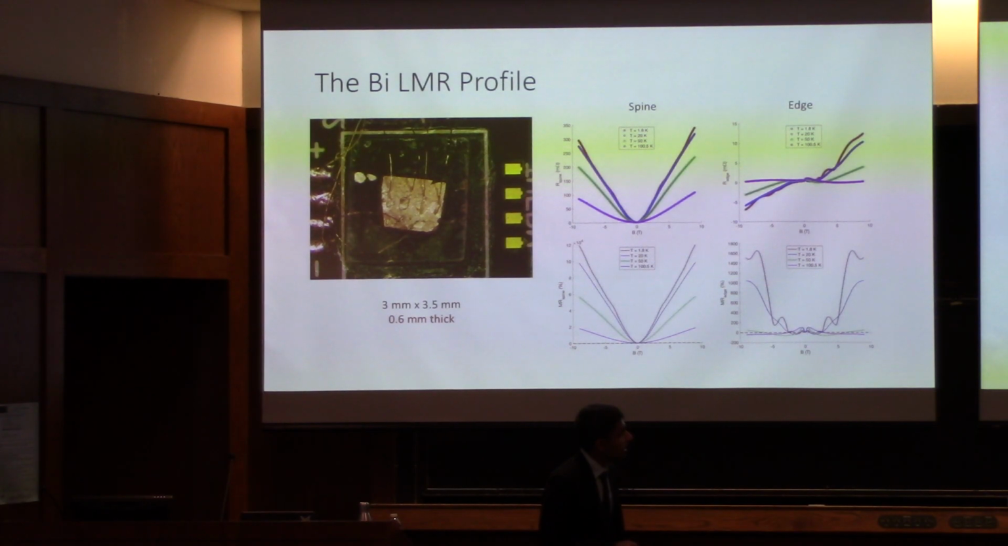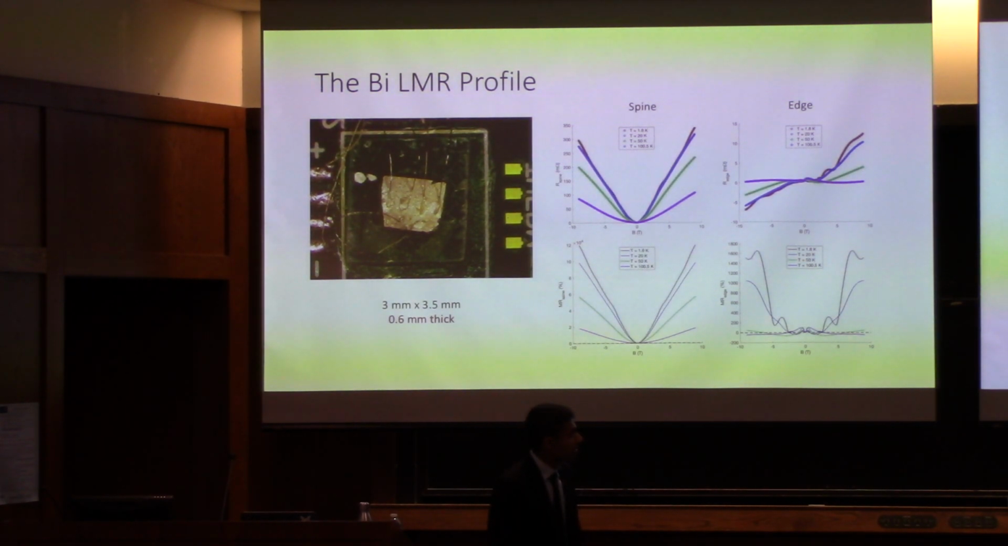Over here on the x-axis, we have our magnetic field, and on the y-axis, on the top two panels, we have our resistance across the edge and spine, and on the bottom two panels, we have the magnetoresistance across the edge and the spine. However, over here on the edge, we can see the asymmetric effects that arise from the Hall effect. Here we see that the voltage contacts are not properly aligned, and as a result, this gives evidence of why we need to symmetrize our data.